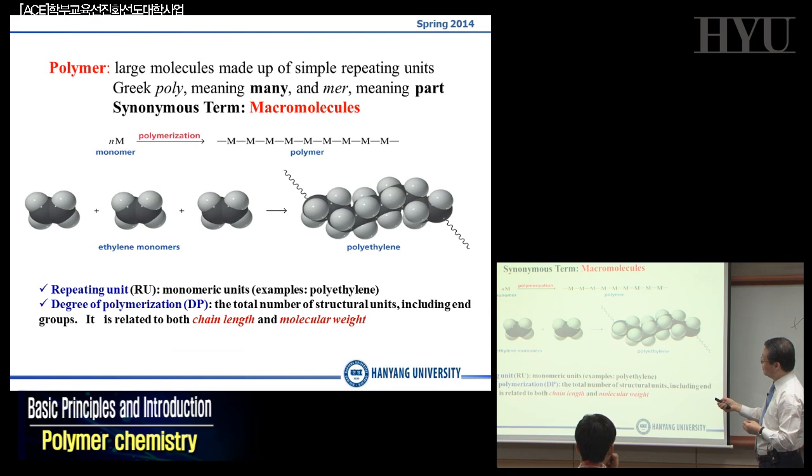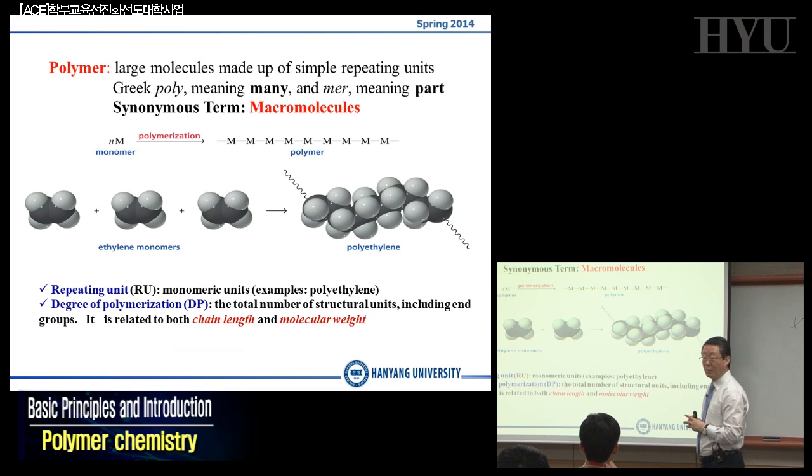If you find the arrow coming from left to right, it means that your monomer will become polymer. If you find the arrow from the opposite direction, right to left, polymer will become monomer. That's what we call a degradation reaction. So polymerization, degradation, and equilibrium: you have three types of thermodynamic stages.